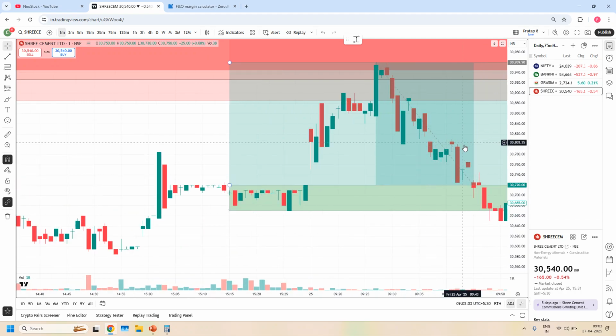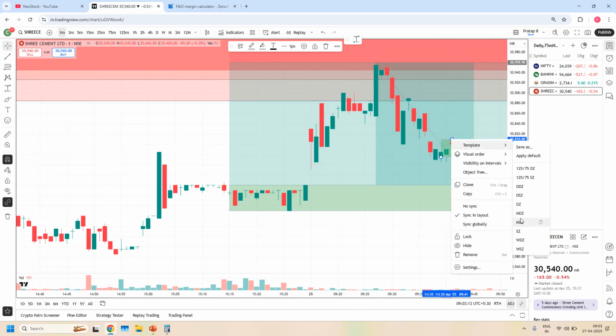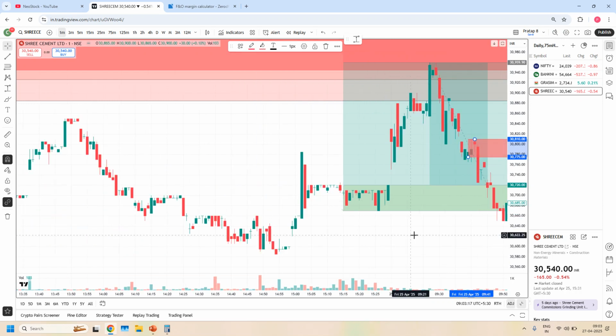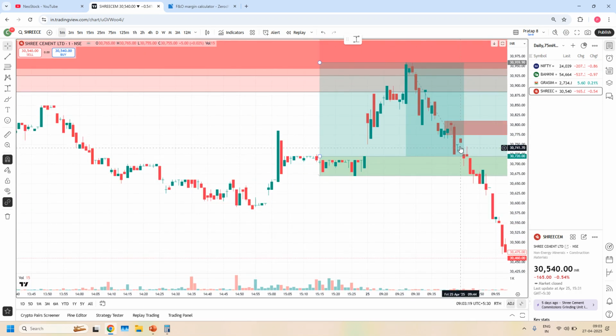Is there any 1 minute zone here? Yes. You have a rally, 3 base candles and a drop candle. Let me draw a zone here. Which zone it is? 1 minute supply zone. Why are you drawing? You want to hold. If this zone is violated, then only you want to book your profit. Otherwise, you want to extend your profit.